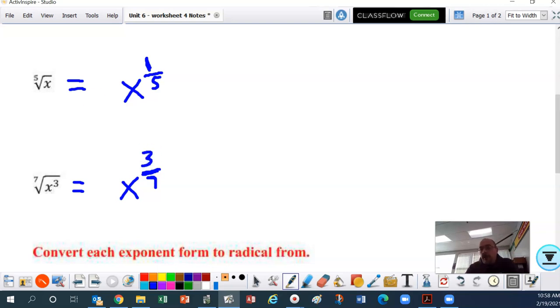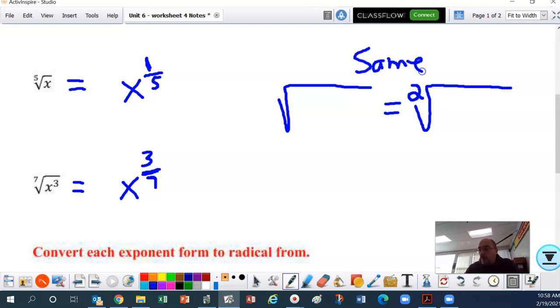Now, I do want to point out that if you see just a plain old radical symbol, I want to remind you that that is the same as having a 2 in that corner. But normally, we don't put that 2 there. It's called the square root, right? So when we do that, that would be x to the half power. We did that in an earlier video. So please remember that the 2 is not necessary if it's just the square root.